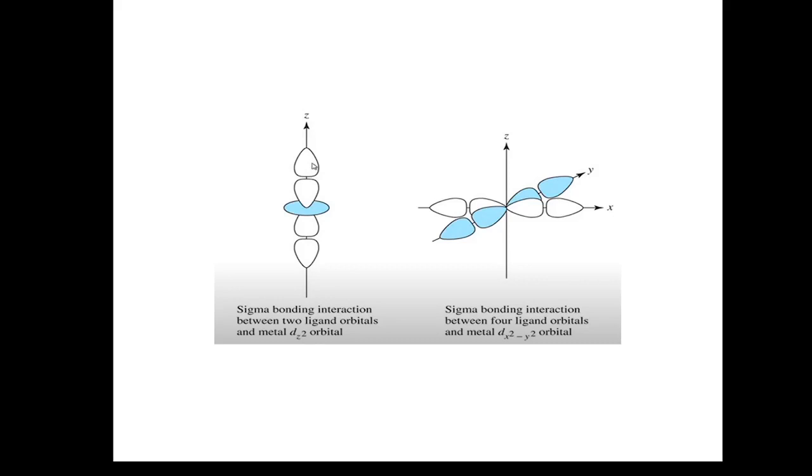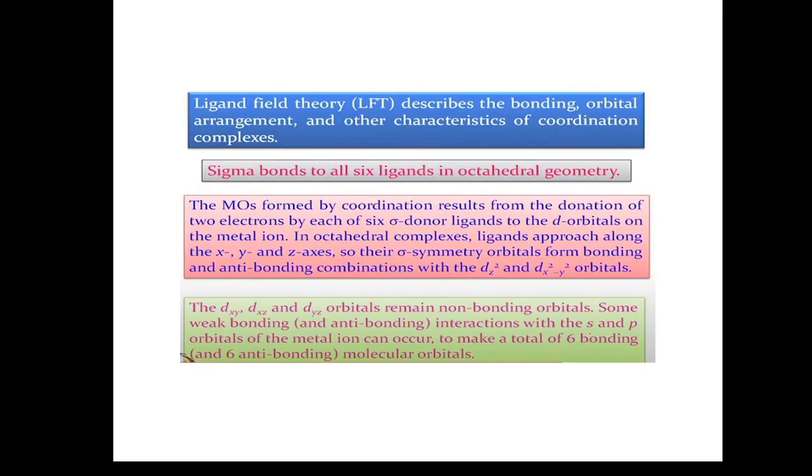So here, sigma bonding interaction can happen only with dz square and dx square minus y square. That is a very important point. Sigma bonding in octahedral can only happen with dz square and dx square minus y square. Why? Because your ligands are coming through the x, y and z directions. So the d orbitals which point towards the x, y, z axes can only form the sigma bonding interaction. That is the concept here.